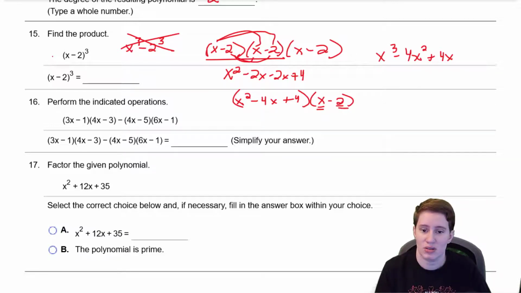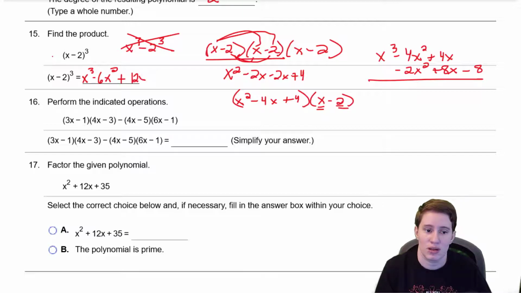So negative 2 times x squared, I'm going to write right here under this x squared. Negative 2 times negative 4x is plus 8x, and negative 2 times 4 is minus 8. Then we add our like terms together, and this is our answer. So we'd get x cubed minus 6x squared plus 12x minus 8.